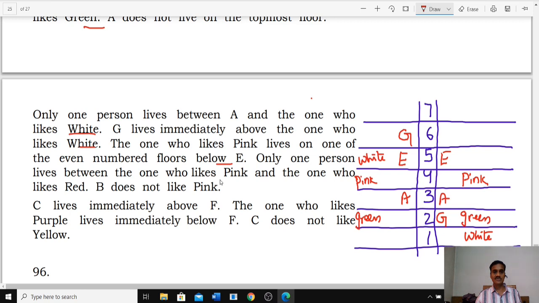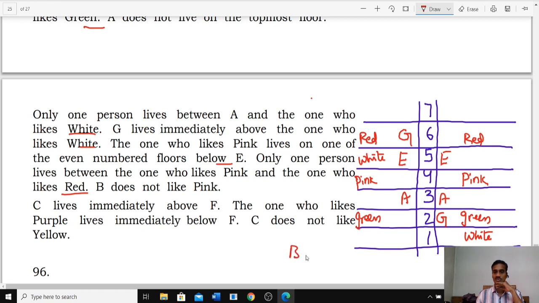Next one, only one person between pink and the one who likes red. Only one person between pink and red. There is no chance for red to be here, so red will be here. Only one person between pink and red, red must be at this place. Only one person, B does not like pink. B cannot be at this place.